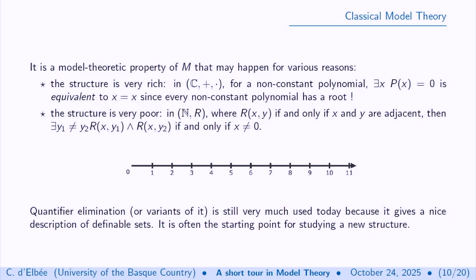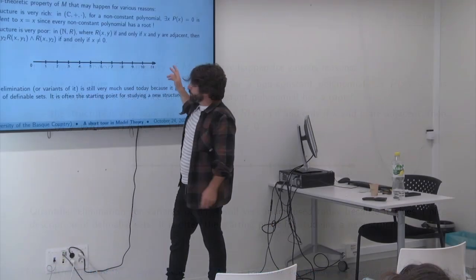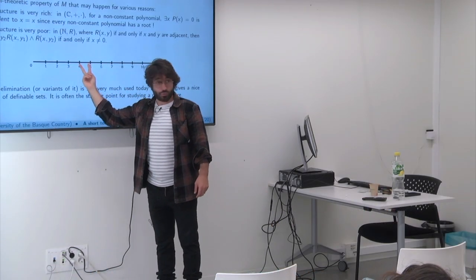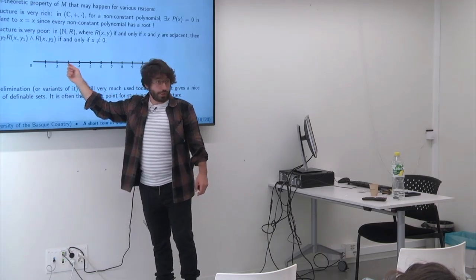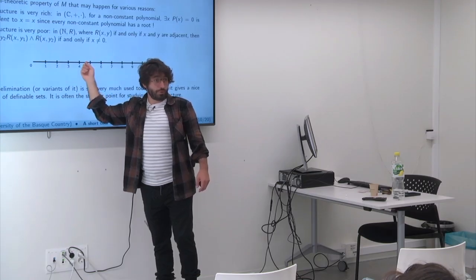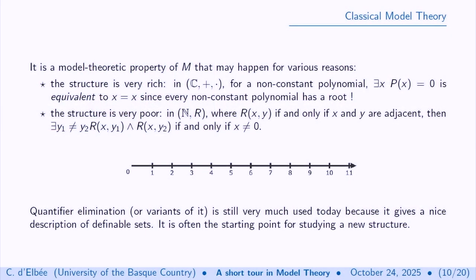So here I'm drawing a very easy graph. I take the natural numbers and I put an edge between two every time they are adjacent. So 2 and 3 are related, but not 2 and 4. And then I'm looking at this formula, which tells me there are two elements such that x is related to y1, and x is related to y2, and y1 and y2 are distinct. Whatever, it's a property, maybe.